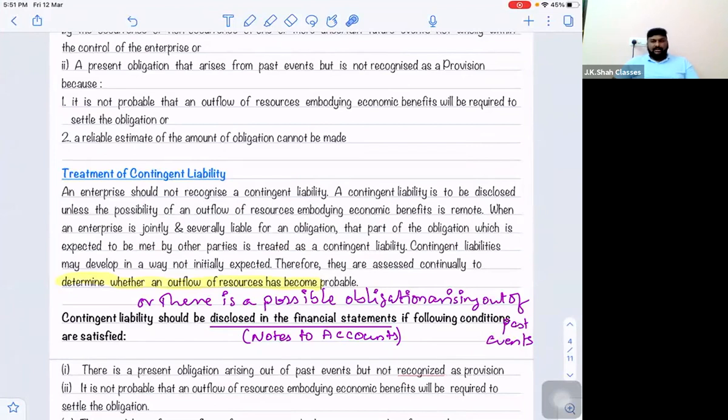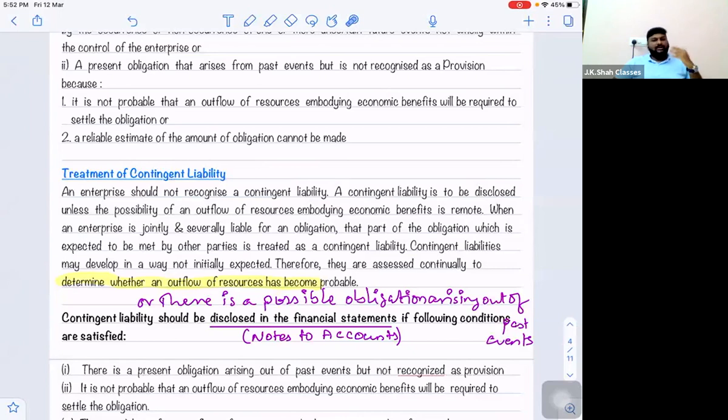If you are having a court case and in the initial 2 or 3 or 4 hearings, your lawyer says that, boss, you are definitely going to win the case, not to worry. So in the earlier stages, what will I say? The chances of outflow of resources to settle the court case is remote, because I'm going to win the case. So there will be no obligation on my side to pay anything. So the chances are remote. I will ignore the contingency.